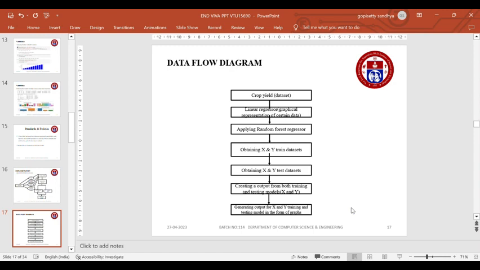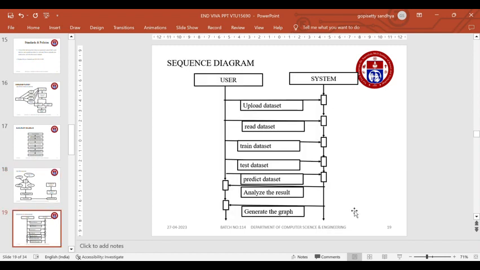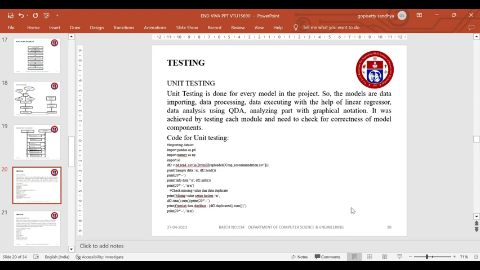Here X and Y are the training data and testing data, so it is showing the data flow diagram. And this is the ER diagram, and this is the sequence diagram. And this is the testing. Here testing is done for every model in the project. So the models are importing the data, processing the data, and execution with the help of linear regression and QDA.